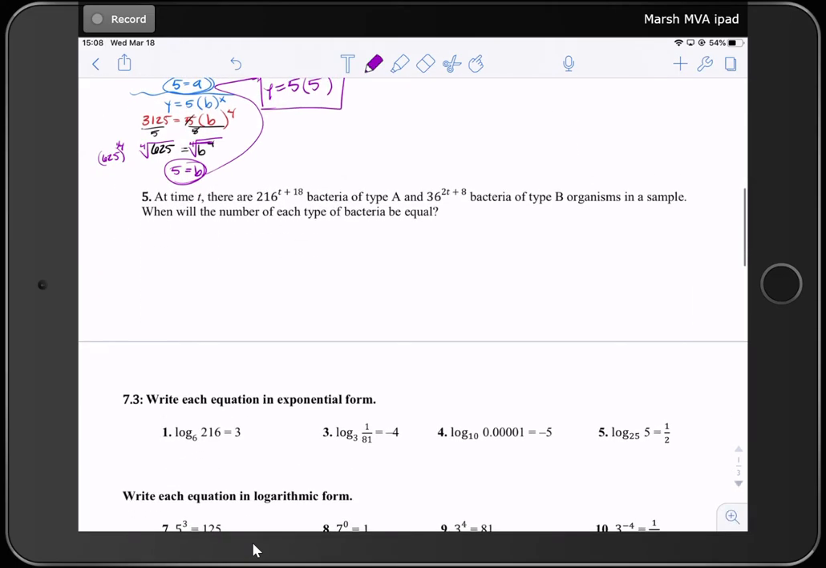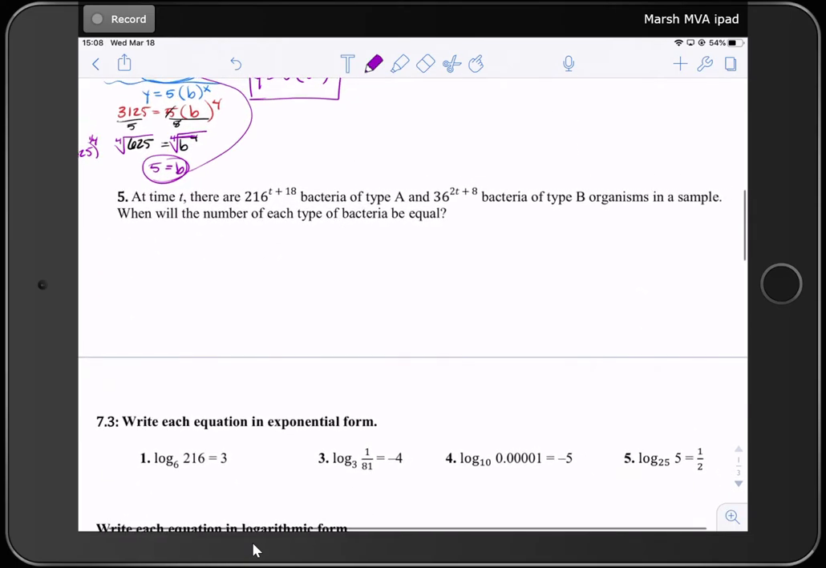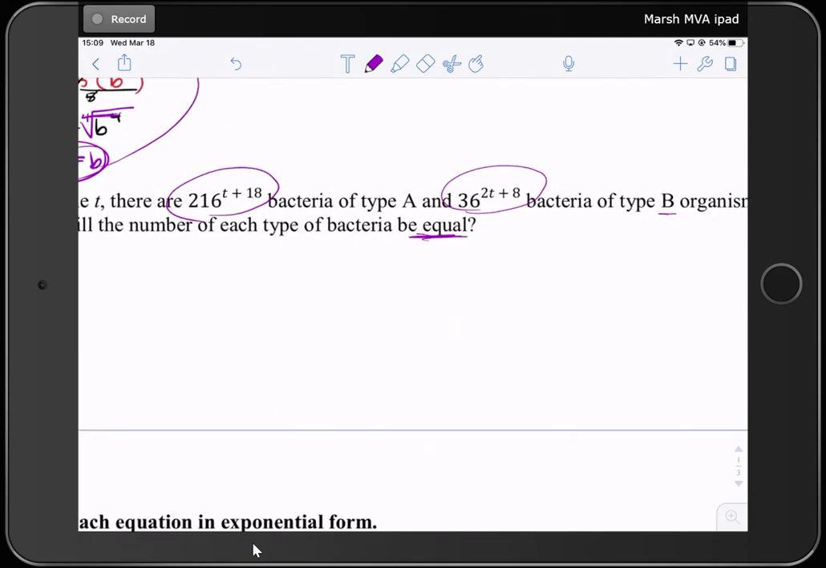Number 5, let's just take a look at this one real quick. At time t, there are this many bacteria of type A and this many bacteria of type B, organisms in a sample. When will the number of each type be equal? So what am I setting equal to each other here? To set this one up, I'm setting 216 raised to the t plus 18, set that equal to 36 raised to the 2t plus 8, and I got to solve that for t.